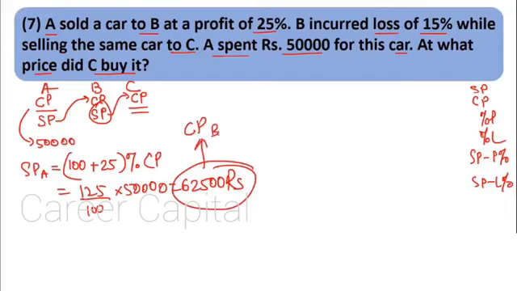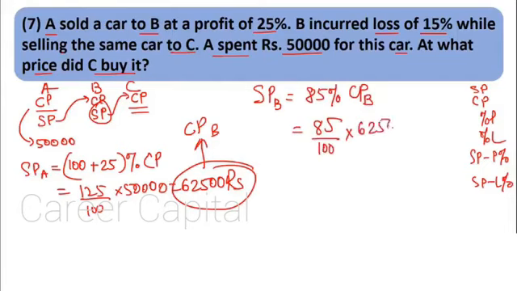Now let us see what they have given. B incurs a loss of 15% while selling the same car to C, that means B sells the car to C at what price? Selling price of B is nothing but, since B incurs a loss, it would be 100 minus 15%, that would be 85% of the cost price for B. At what price did B buy it? It is simply 62,500.